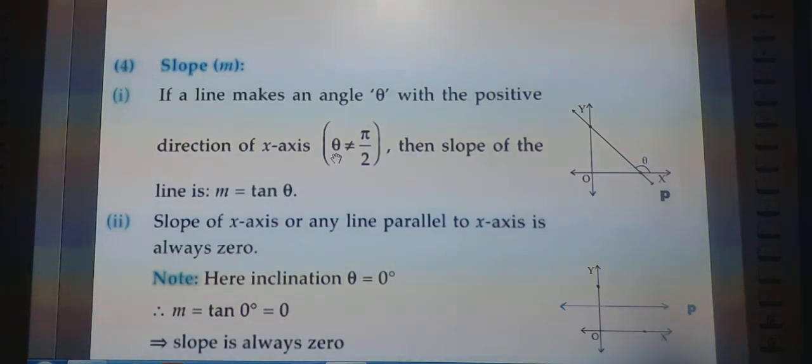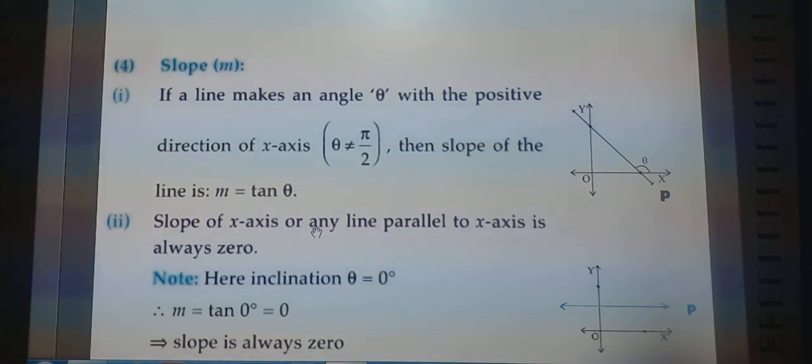If we consider theta equals pi by 2, and from this formula we substitute the value of theta by pi by 2, that means m equals tan pi by 2, that is tan 90, and we know that tan 90 is not defined. So when the angle is 90 degree, we cannot define its slope. This is the formula for calculating the slope of a line.